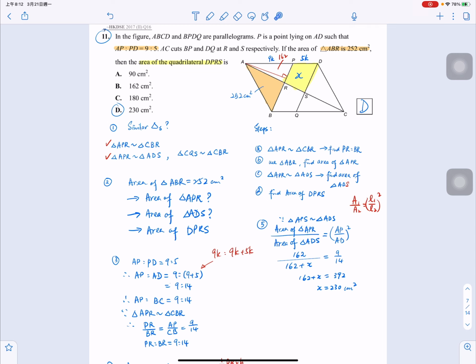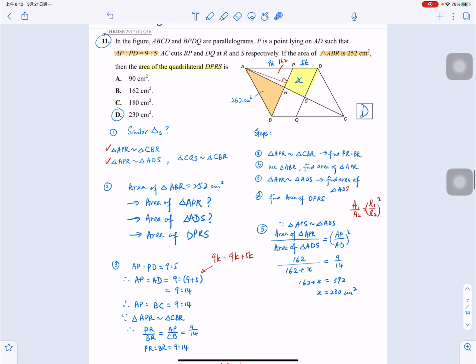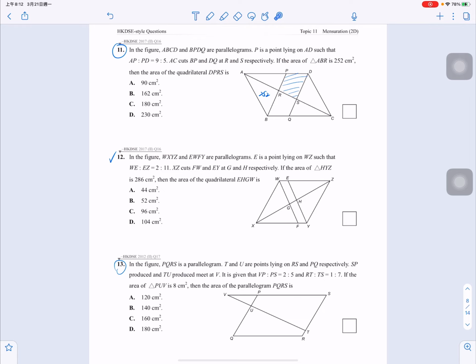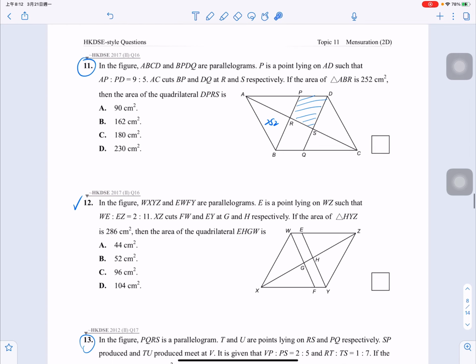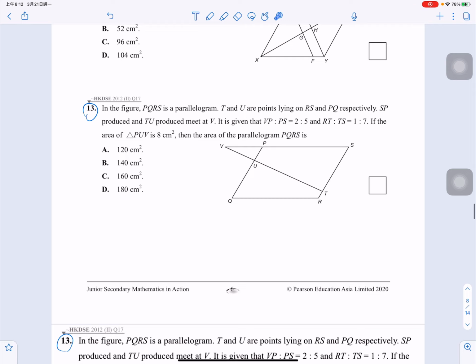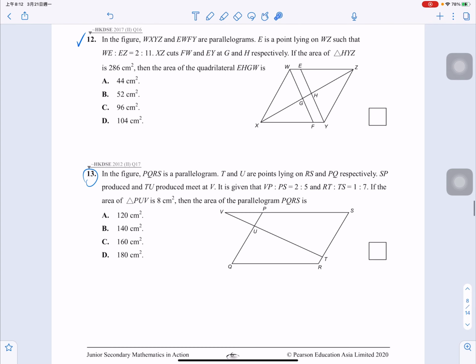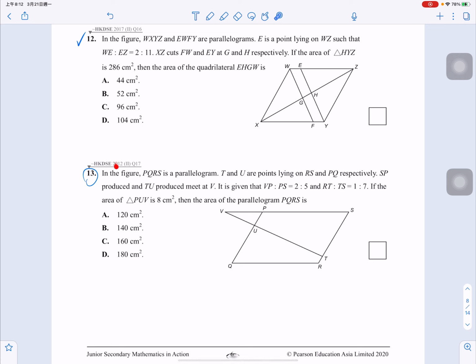After this question, you can have a look at DSE question 2017 question 16. Try it by yourself and see whether you can do this question or not. Okay, I think you can. Keep on. Maybe you can do this exercise, on page 6, right? Question 12. Try it by yourself. Okay. Now let's have a look.